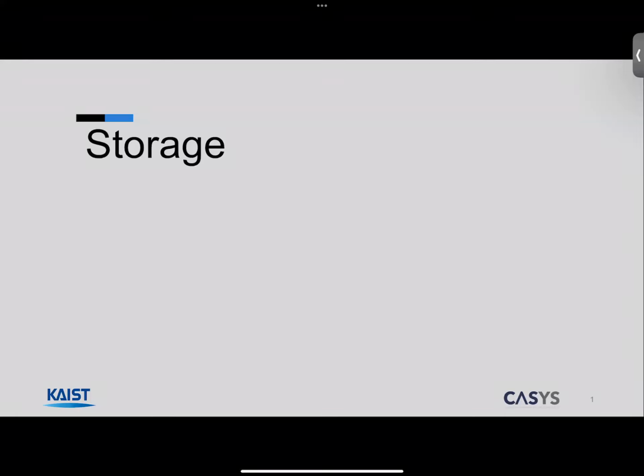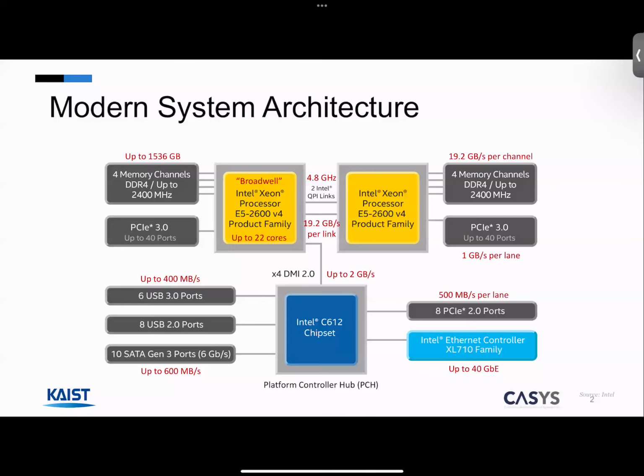Right? Let's talk about storage. This slide illustrates modern computer architecture where the CPU is interconnected by fast QPI bandwidth, and DRAM is connected to the CPU using the memory bus. Most importantly, I/O devices such as PCIe NVMe SSDs or network cards use PCI bandwidth and connect to the CPU via the PCI bus.